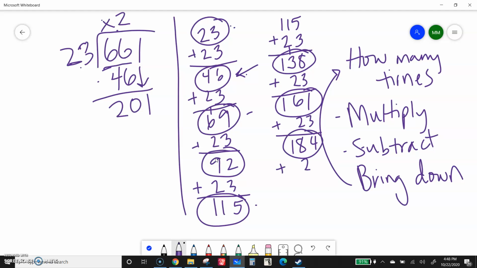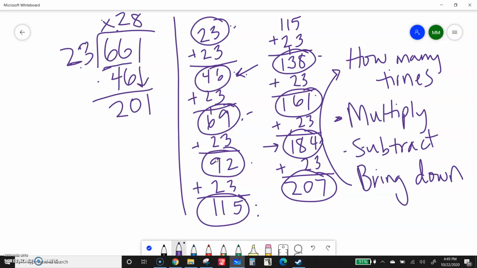Let me try one more. 207, 230. Okay, that was too big, but always good to know. So then I want to go to this one. So how many times was that? 1, 2, 3, 4, 5, 6, 7, 8. So 8 times is how many times it went into 201.